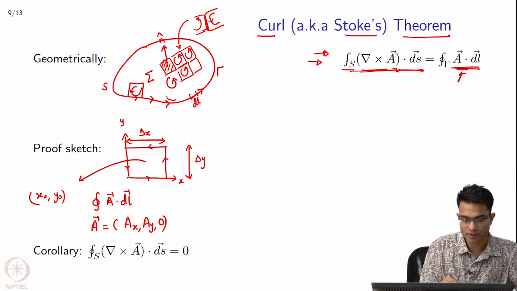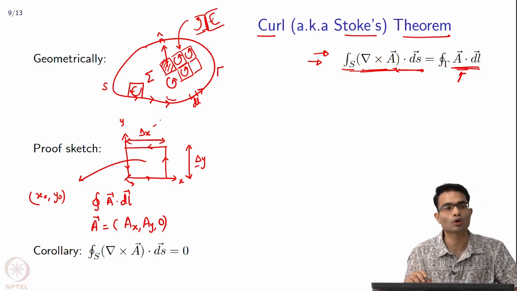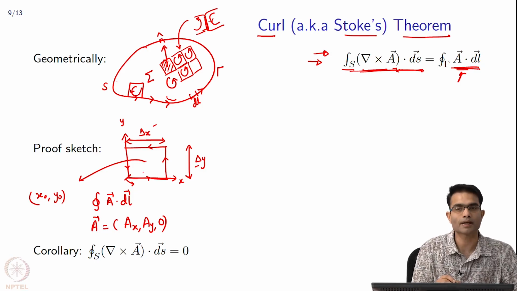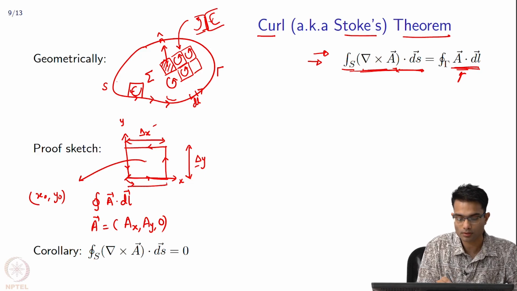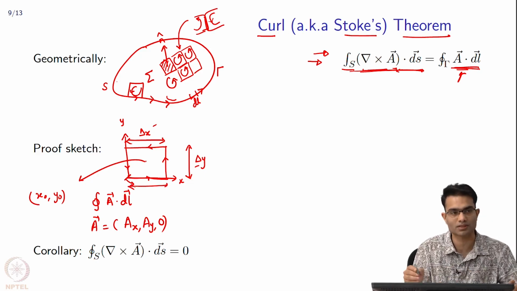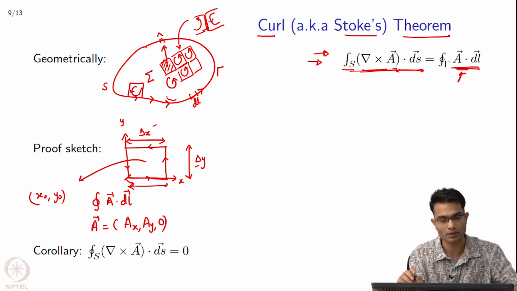Now, let us start from here and go in this direction. Let us assume that this delta x and delta y are very small quantities. So, I can approximate this part of the integral simply by the value of the function at this point multiplied by the length. Because we are assuming Ax and Ay do not change so much, it is a very small element. Anyway, we are going to take the limit delta x, delta y going to 0, right.